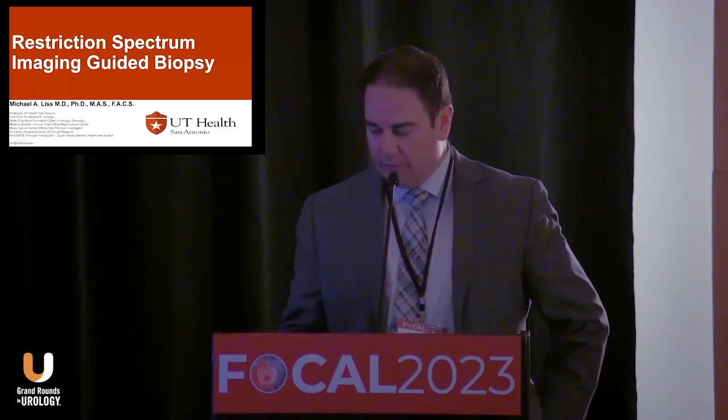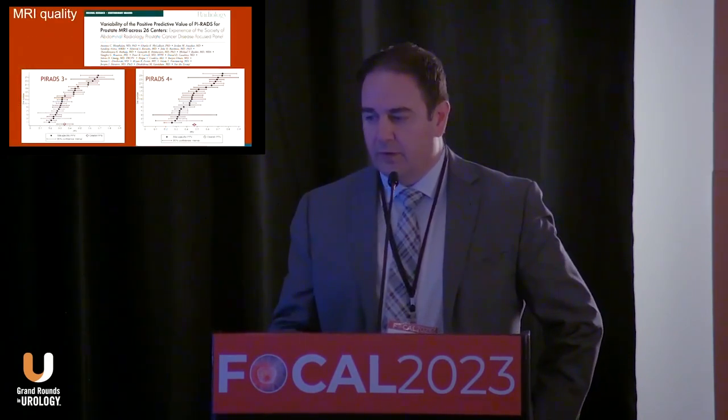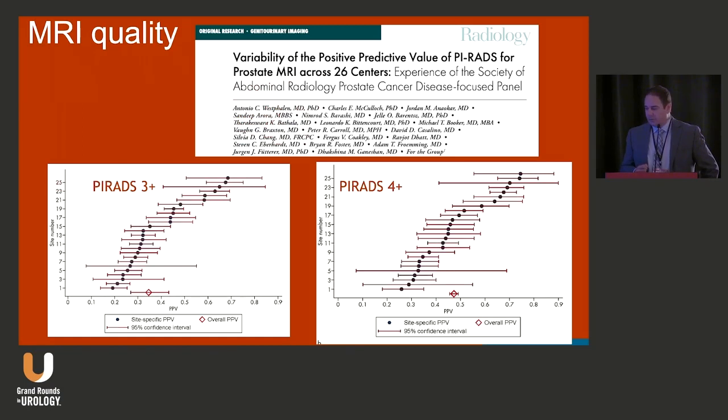So I think we're going to answer some of the questions, or at least provide some opportunities. We're all struggling with the same stuff with MRI sequencing, so I think this might provide some help. And Dr. Turpe already showed this slide with PIRADS 3. These are the positive predictive values, right? They're all over the map. So how do we address this MRI quality issue?